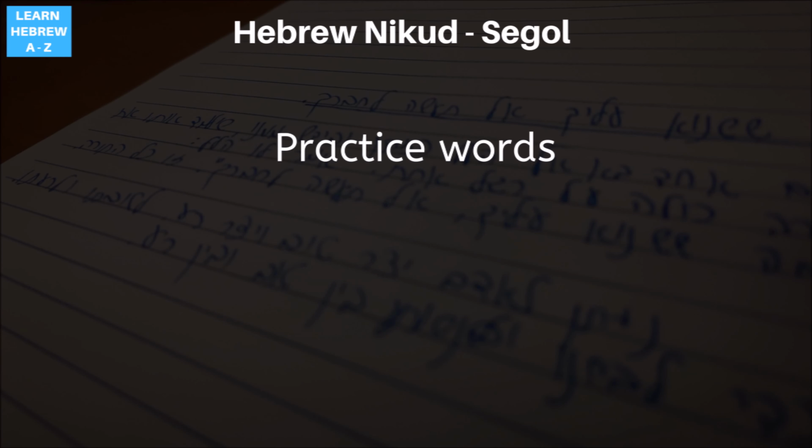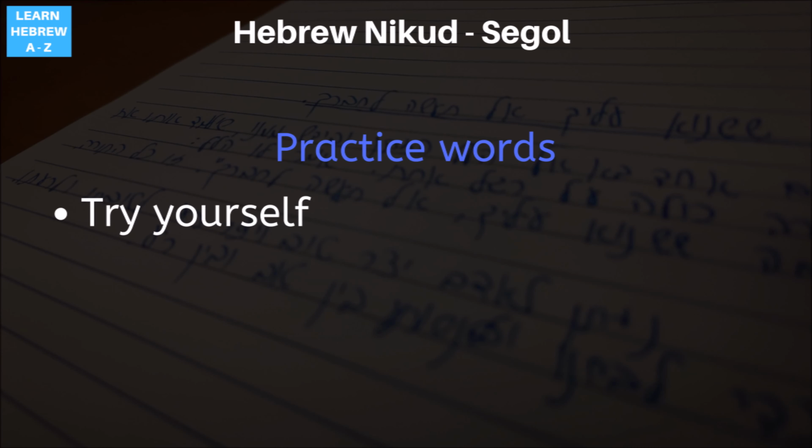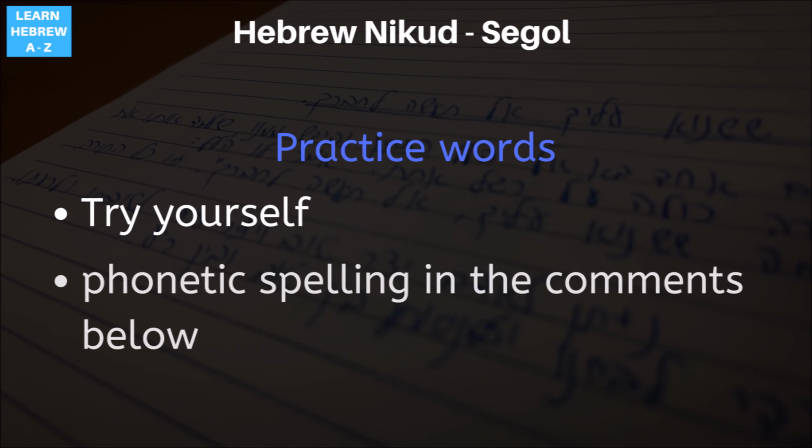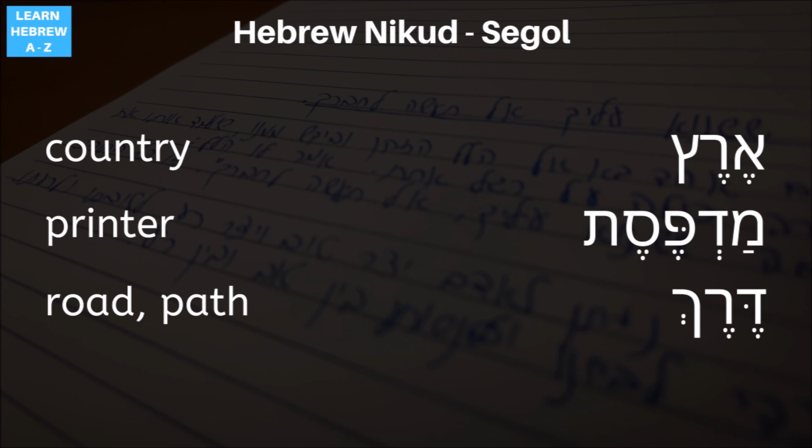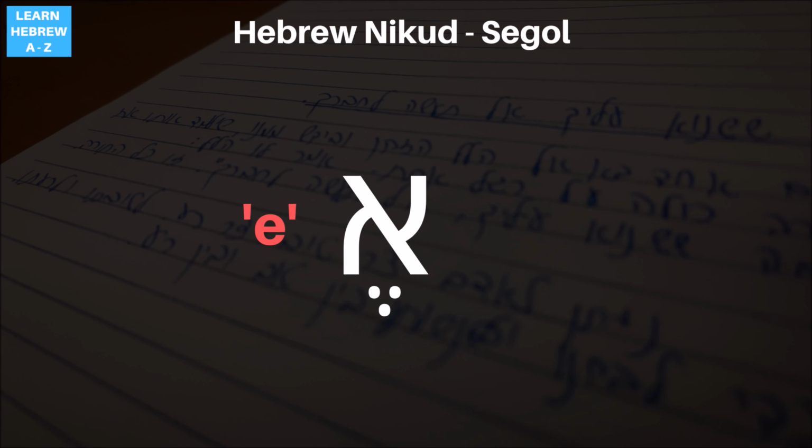Here are some more examples for you to practice. Pause the video, take a couple of minutes to recognize the Segol vowel sign, and try to pronounce it yourself. Don't bother if you can't read the entire word right now. Focus on the Segol sign and how it looks. You can write your idea of the phonetic spelling in the comments below. To conclude, a vowel combined with a consonant gives us the syllable with the sound of E.